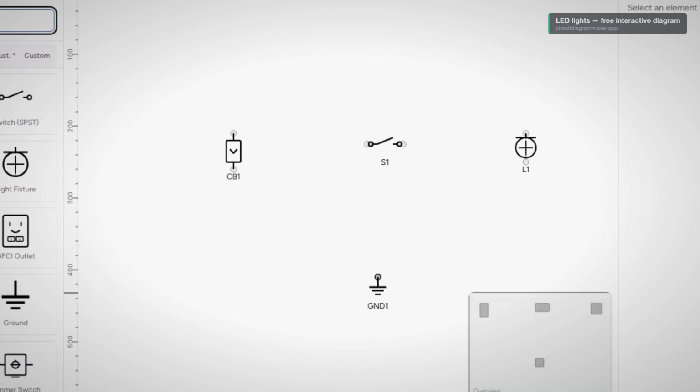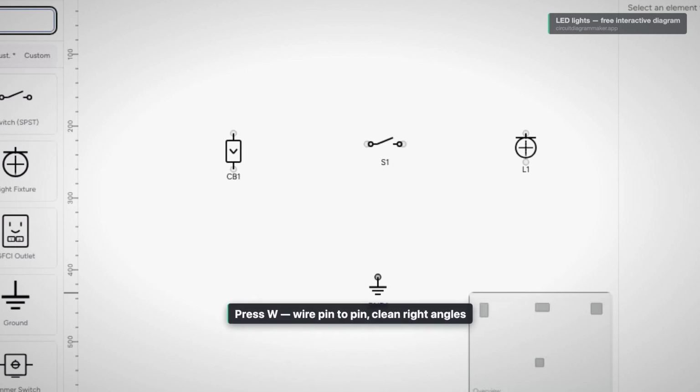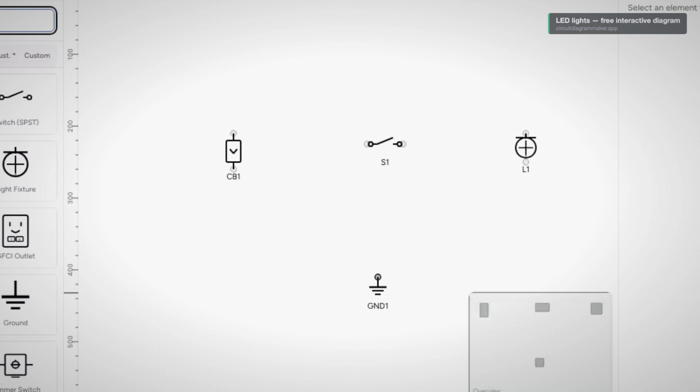And you can build one from scratch. Search the library, a supply, a switch, a light, a ground. Click to place each one. Then press W for the wire tool, and click pin to pin. The wires route themselves at clean right angles.